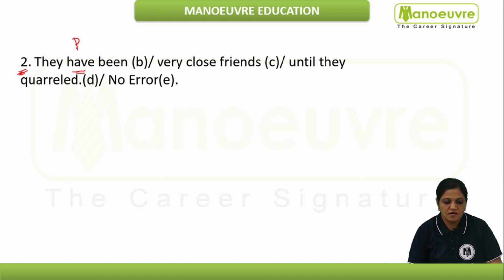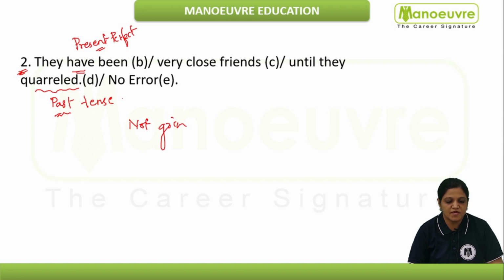Okay. It is showing present perfect tense. They have been very close friends until they quarreled. Now you can see the sentence over here is ending with a past tense, right? So we can conclude that the sentence is not going parallel. Okay. So in terms of verb, here the error is in the first part, that is be.